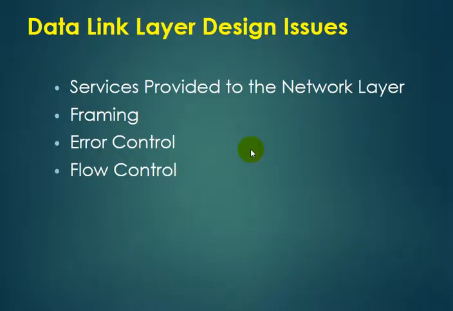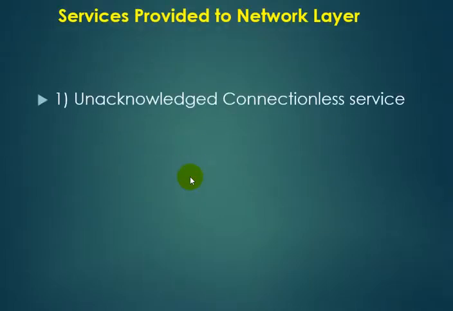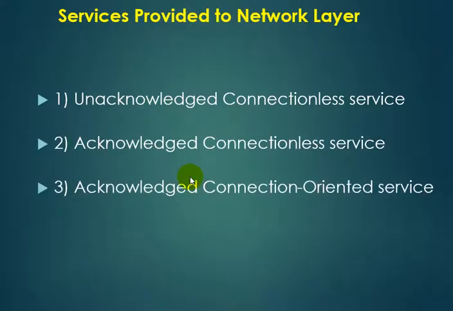Now let us see the services provided to the network layer. Let us discuss the design issues one by one. The first design issue in the data link layer is the services provided to the network layer. After that we will discuss framing, error control and flow control. What are the services provided to the network layer? There are three services offered by the data link layer: unacknowledged connectionless service, acknowledged connectionless service, and acknowledged connection oriented service.